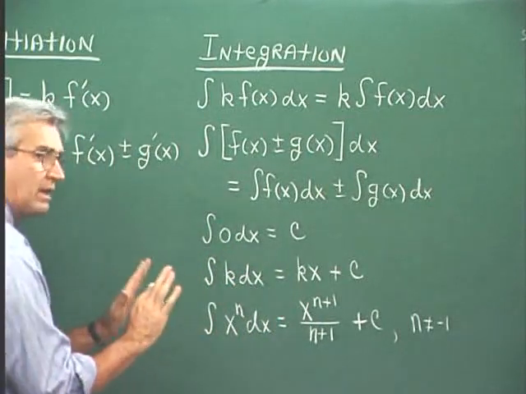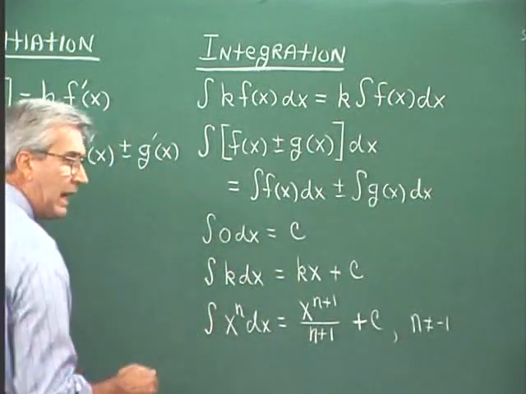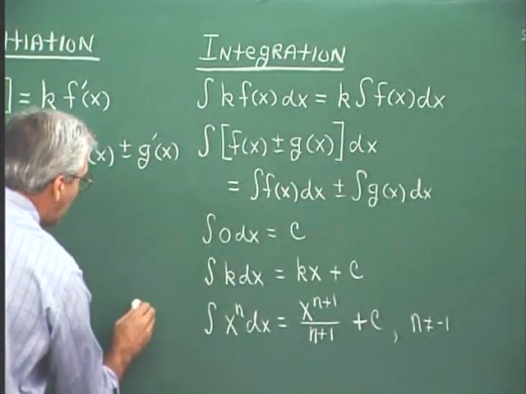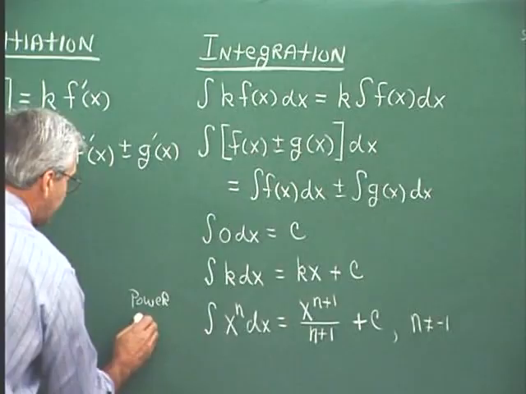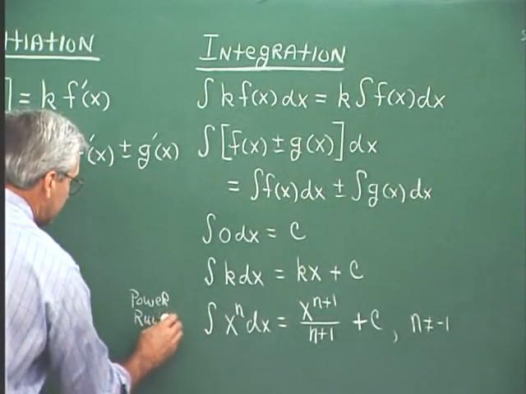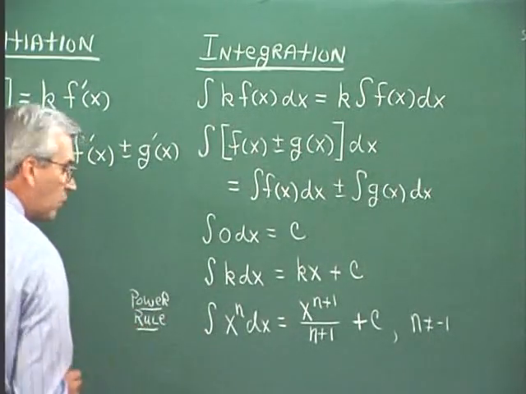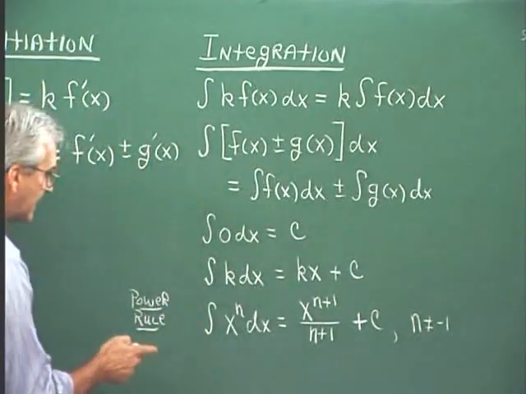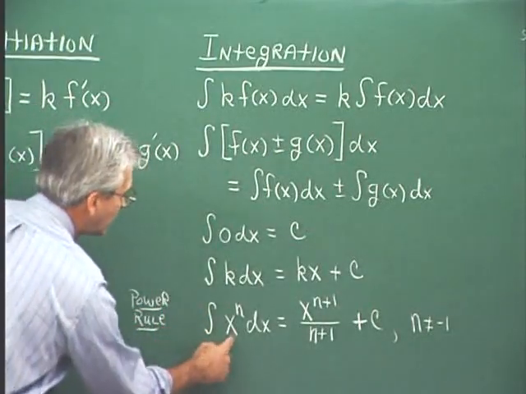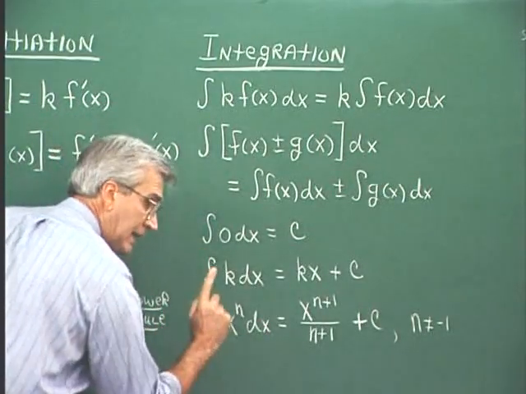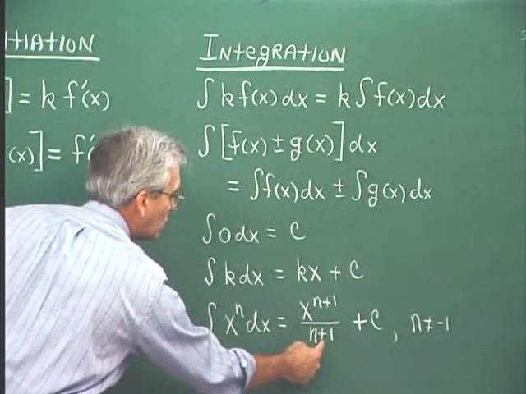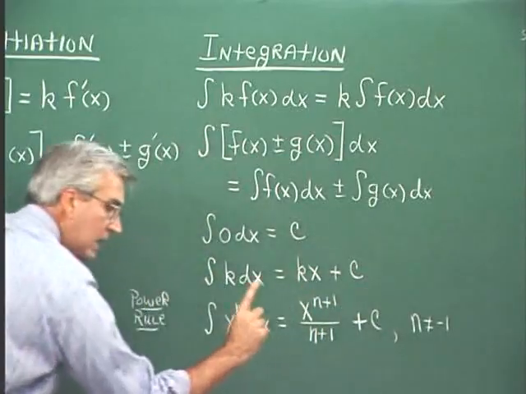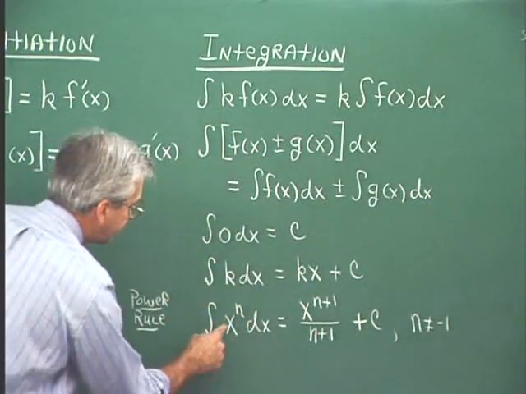Now, here's the one that really has the power. And I say it has the power, it's even called the power rule. It gives us a great deal of power in what we're doing with this integration idea. The integral of x to the n dx is x to the n plus 1 over n plus 1, and then plus c. Now, let's just take it in parts here.